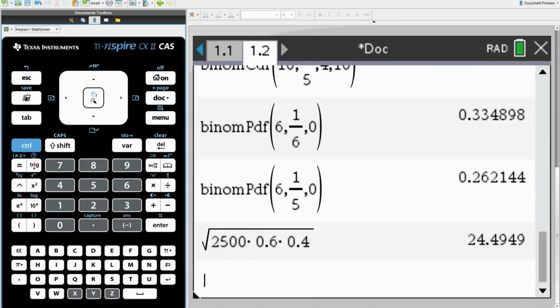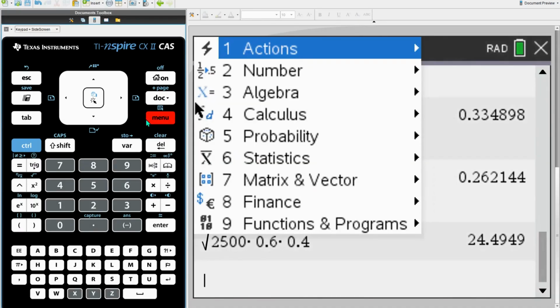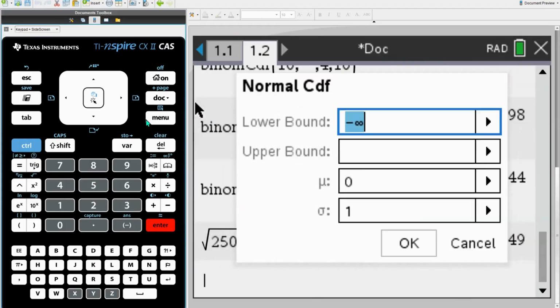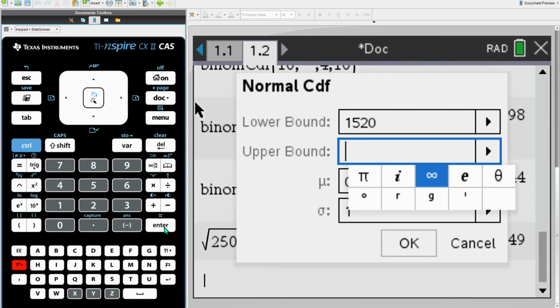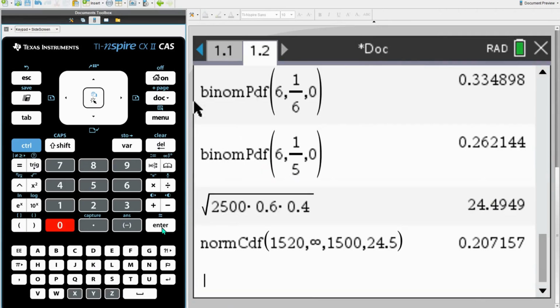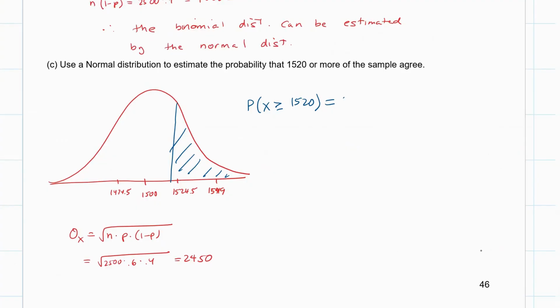Well, let's put this into our normal distribution calculation. Probability, option 5. Distributions, option 5. But we want the normal CDF. Our lower bound is 1520. Our upper bound is infinity, which is under the pi key. Our mean was 1,500, and our standard deviation was 24.50. And there we have it, 20.72%. Sorry, I should put the decimal point there.